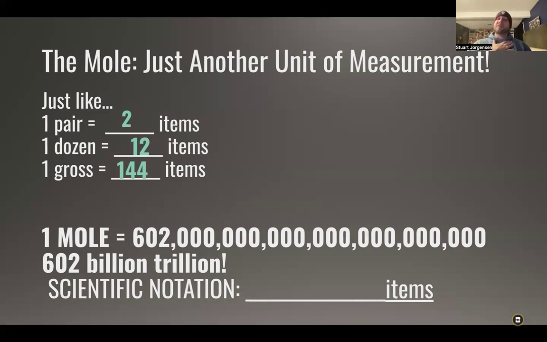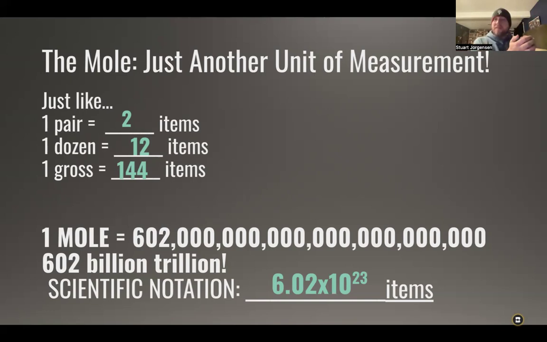But when we say in chemistry a mole, that is 602 sextillion things. That would be 6.02 times 10 to the 23rd. There's that scientific notation. We've seen this number a couple of times. We haven't really talked about what it means. It is just an amount.